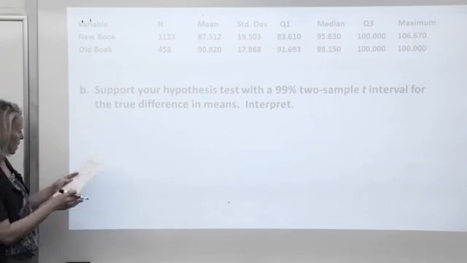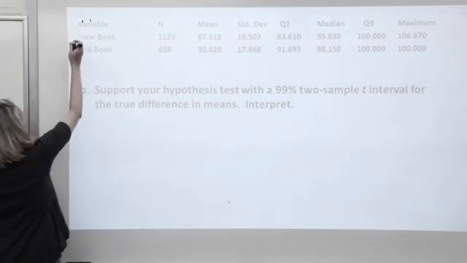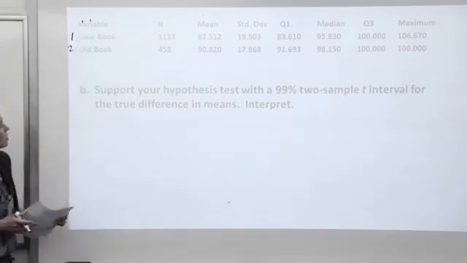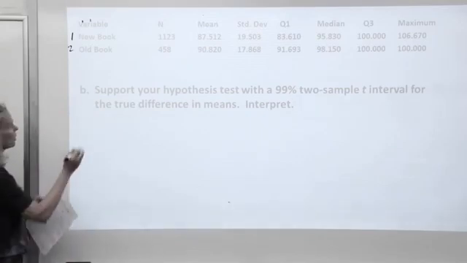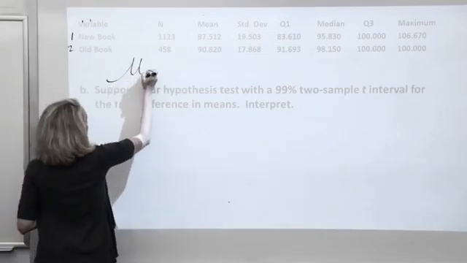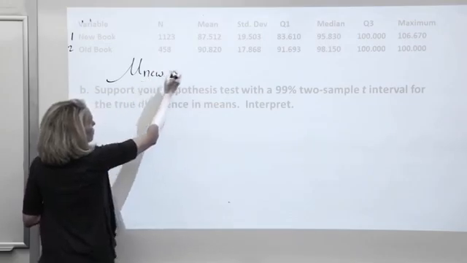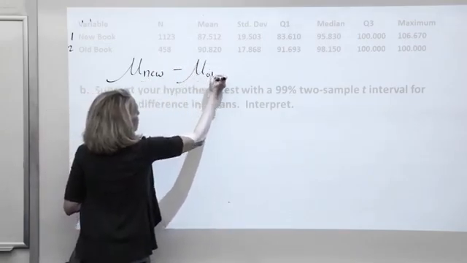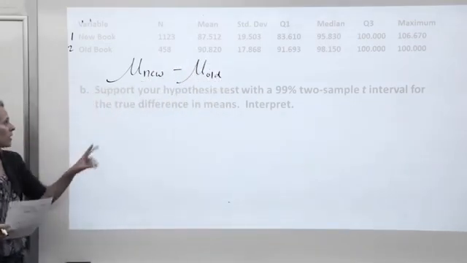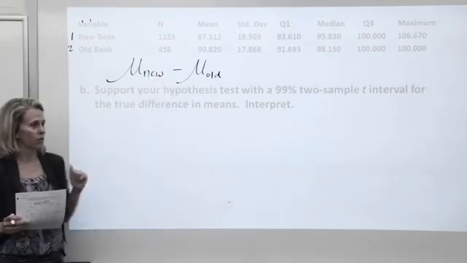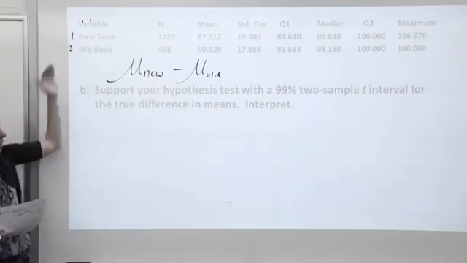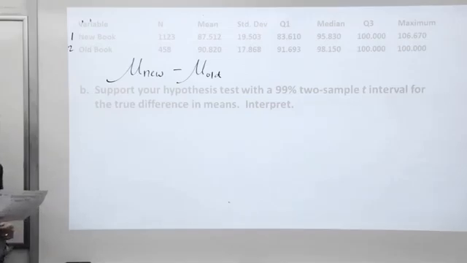Okay, to stick with the same ordering here, I'm going to use the new book as our first sample, the old book as our second sample, and our confidence interval, we're going to look at the average for the new book minus the average for the old book. Again, there's nothing wrong with if you want to do that the other way around, but I want my results to agree with my hypothesis test.